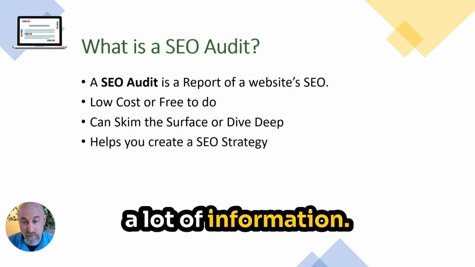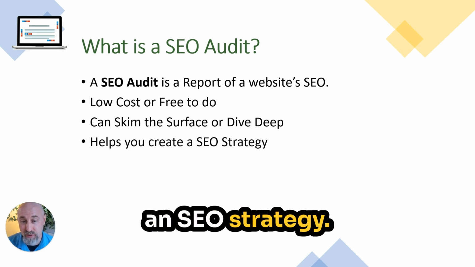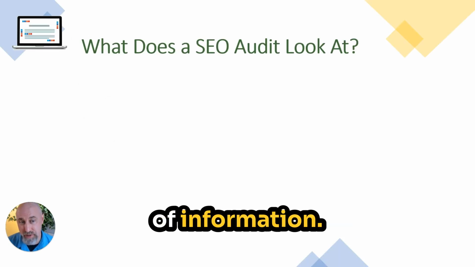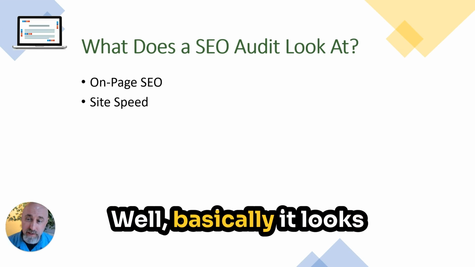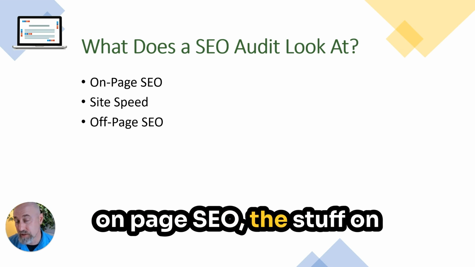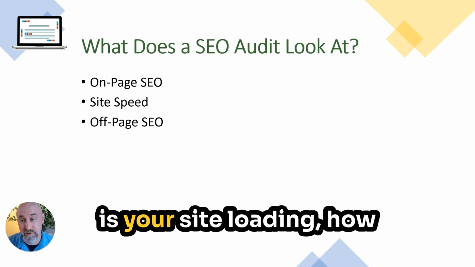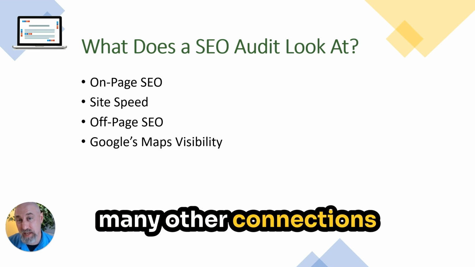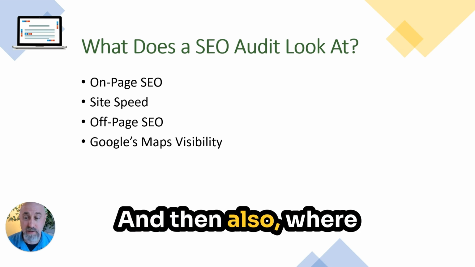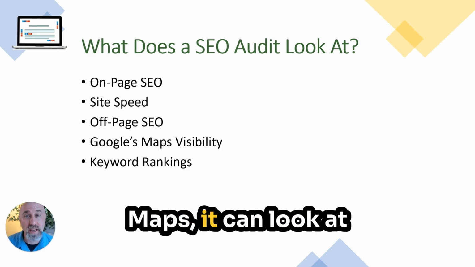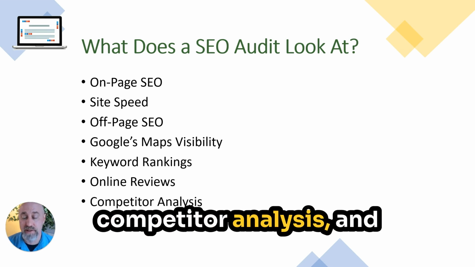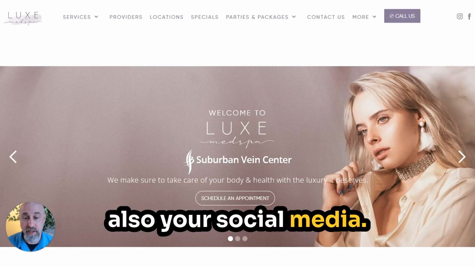The audit gives you a lot of information. It helps you create an SEO strategy. So it's really important. It's a great amount of information. And what does it look at? Well, basically it looks at different things like what's going on with your on-page SEO, the stuff on your website, how fast your site is loading, how many other connections are coming from other websites, which we call off-page SEO, and then also where you are in Google Maps. It can look at things like keyword rankings, online reviews, competitor analysis, and also your social media.